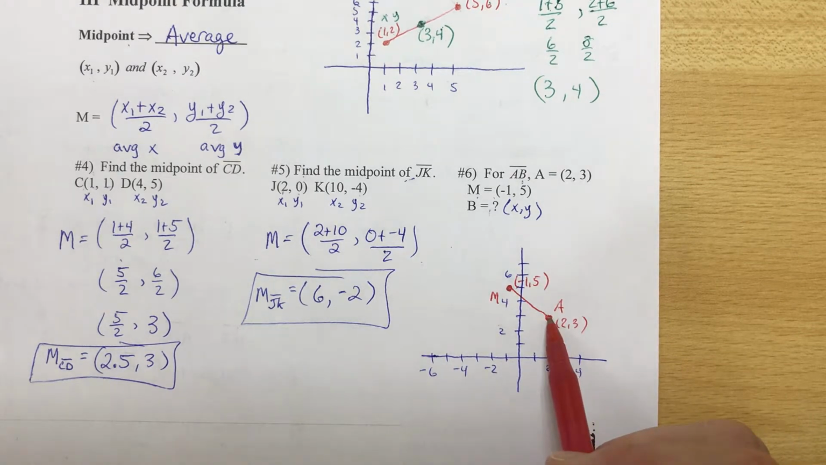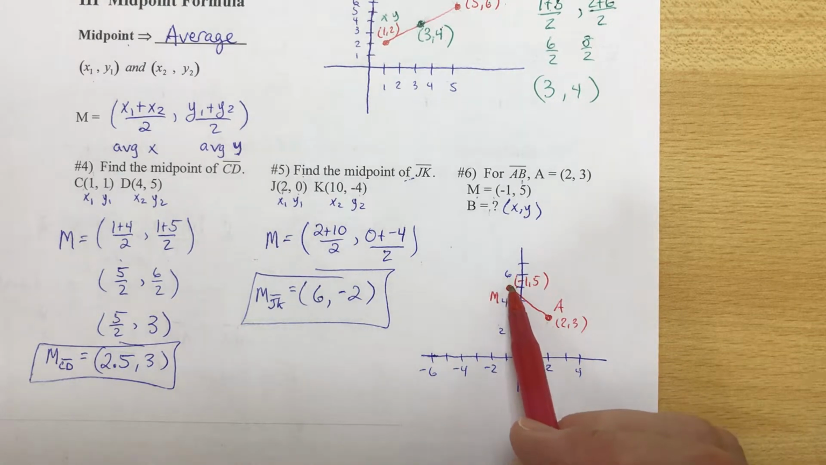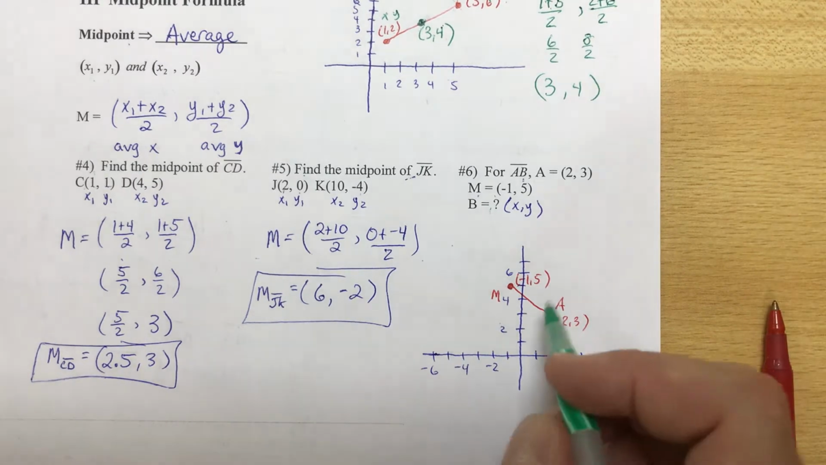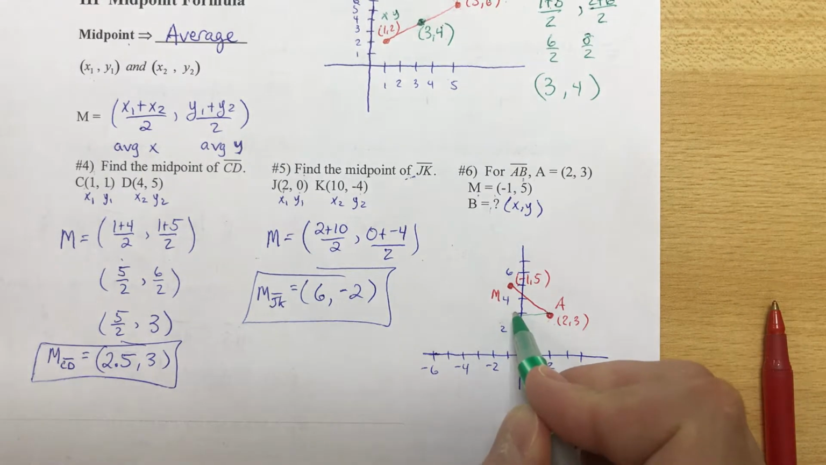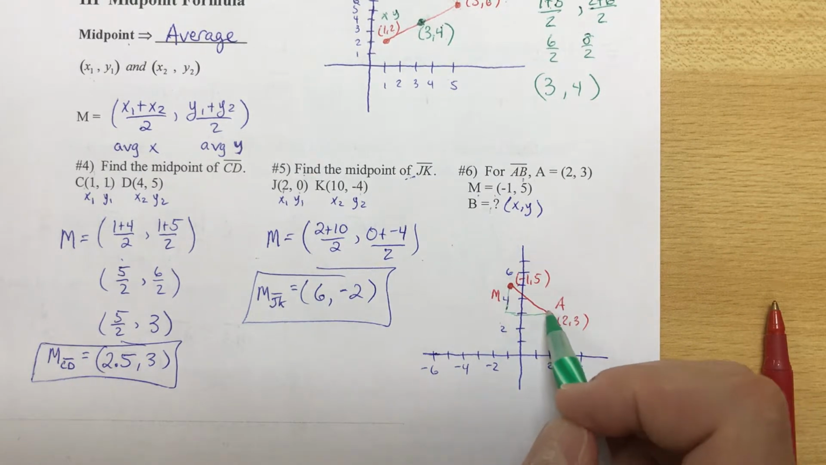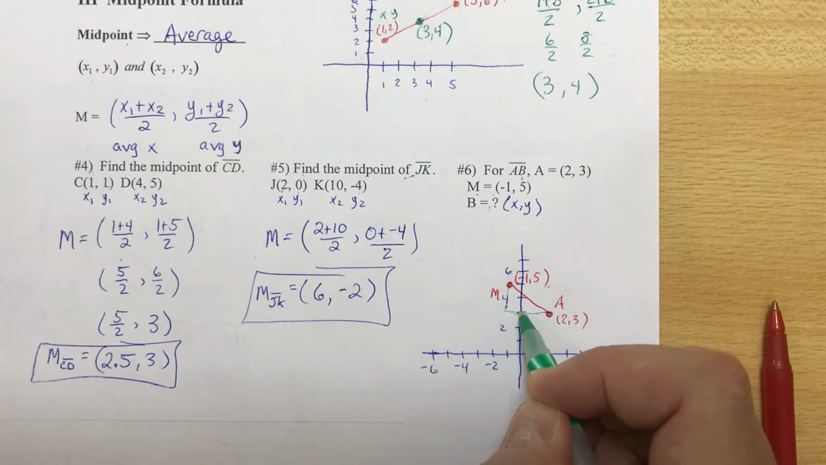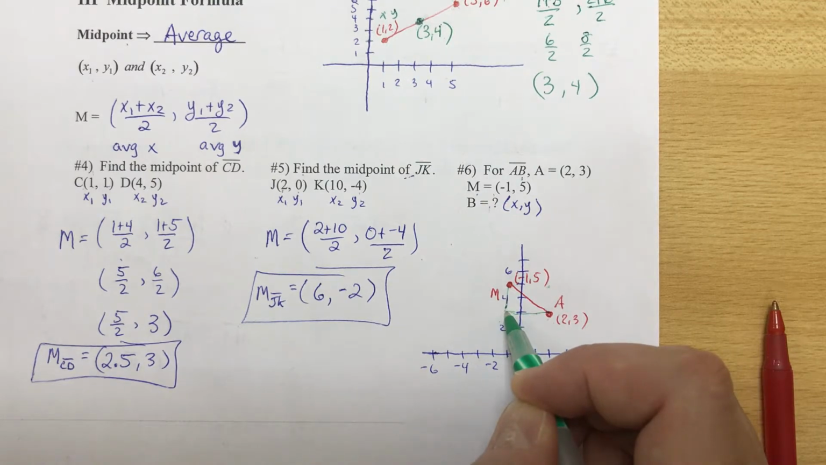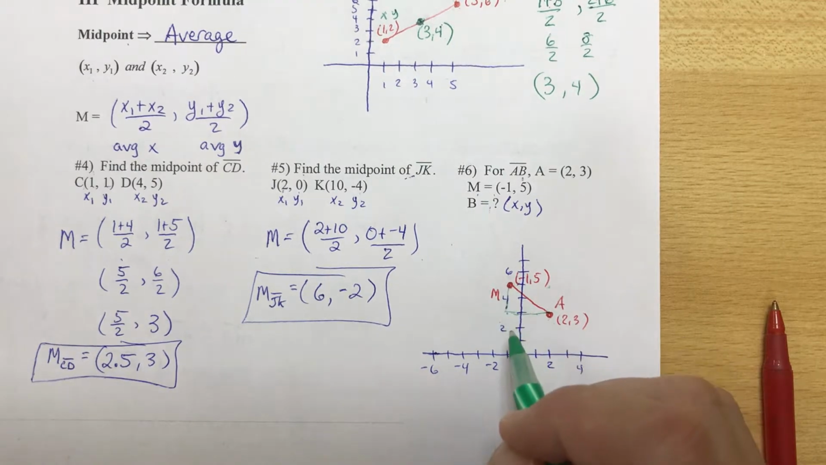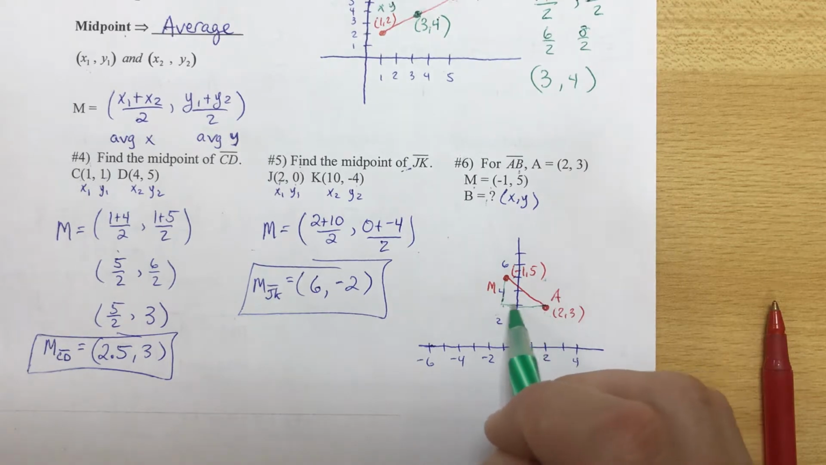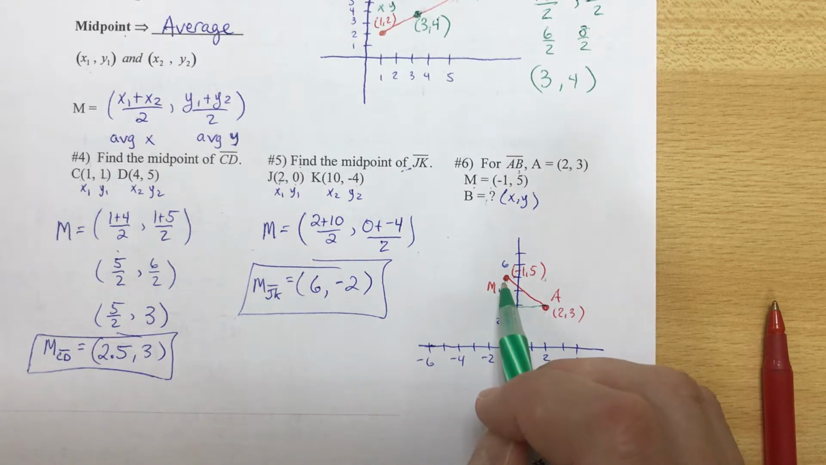If I start at A and I move to M, now the way I'm going to count is I'm going to go horizontally and then vertically. Okay, you could go up and left if you want. I'm just going to go left. So I'm going to count 1, 2, 3, and then up 2. Now, here's the deal. Left 3 and up 2 gets me to M.